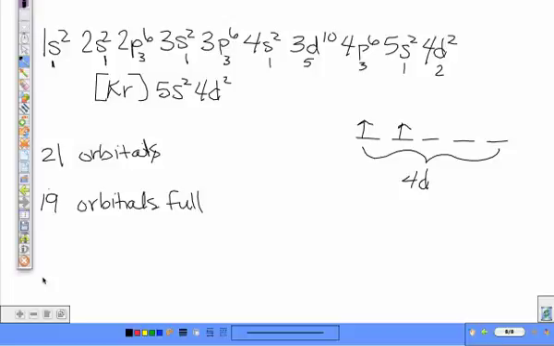Why do you start at 1s? 1s is the lowest energy level, and you always have to start way up there at the very first. So we always start at hydrogen on the periodic table.